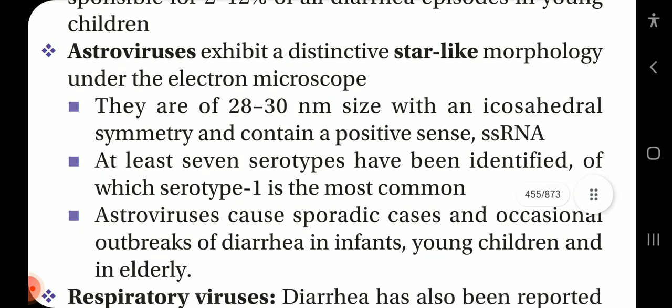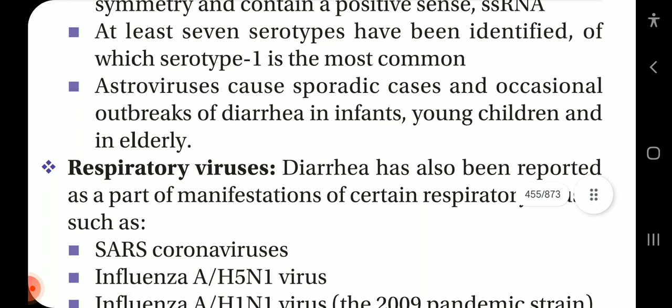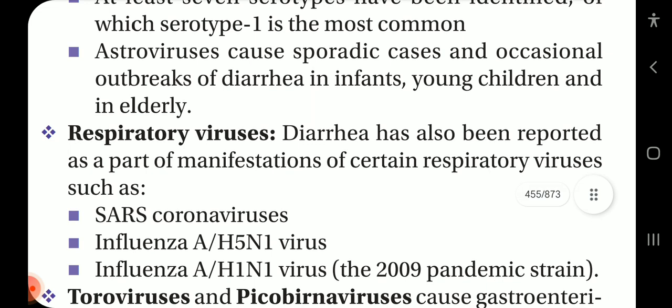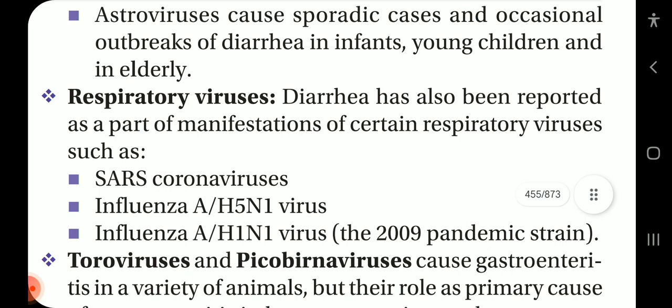Astrovirus exhibits a distinctive star-like morphology under the electron microscope. They are 28 to 30 nm in size with icosahedral symmetry and contain a positive sense ssRNA. At least 7 serotypes have been identified, of which serotype 1 is the most common. Astroviruses cause sporadic cases and occasional outbreaks of diarrhea in infants, young children and the elderly.